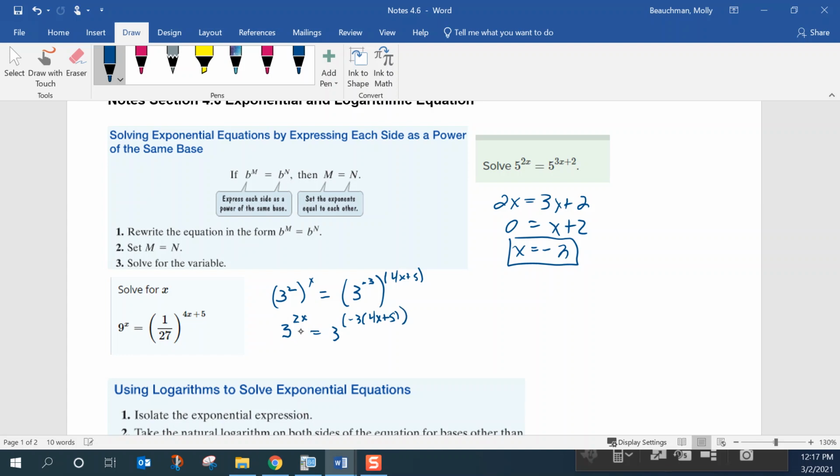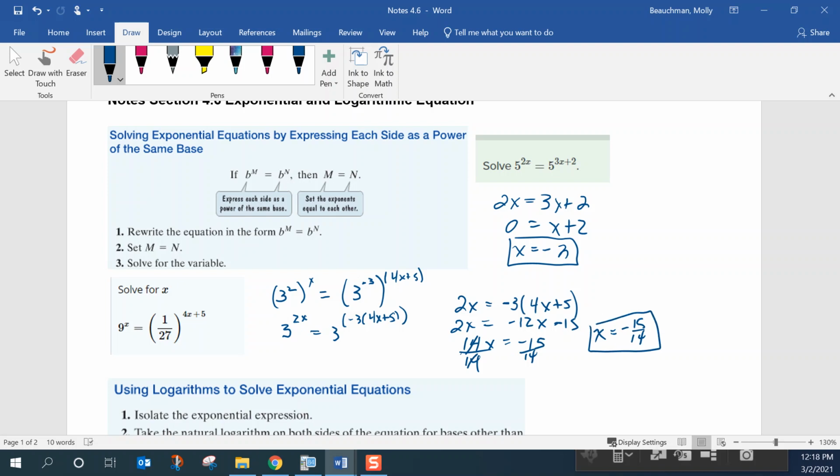Now that we have each side written as a power of 3, we can set the powers equal to each other. So we set 2x equal to negative 3 times 4x plus 5, and then solve our equation for x. 2x is equal to negative 12x minus 15. Add 12x to both sides. We get 14x is equal to negative 15. Divide both sides by 14. x is equal to negative 15 over 14.